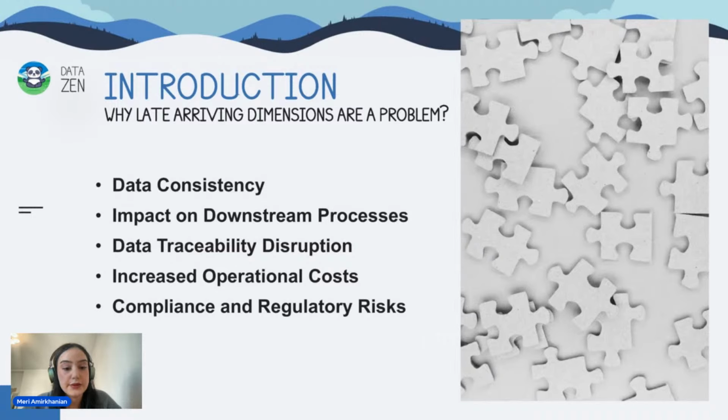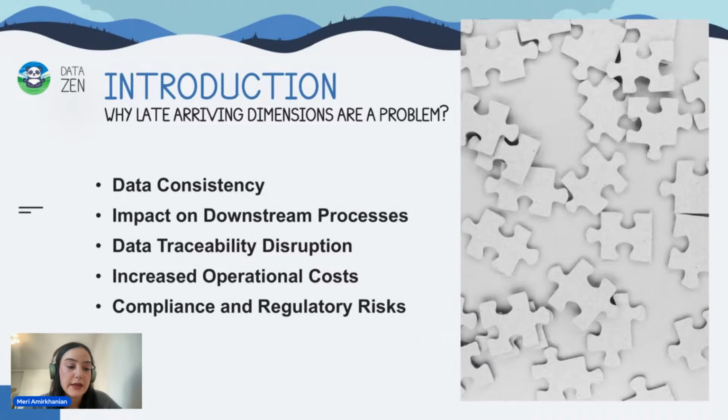Then we have impact on downstream processes. So delayed dimensions also negatively impact downstream processes such as model training, analytics, or forecasting. And these activities may either produce their own output late or be delayed, which also impacts the operational efficiency. Then we have data traceability disruption, when it's hard to follow the flow of data and the relationships between different data sets.